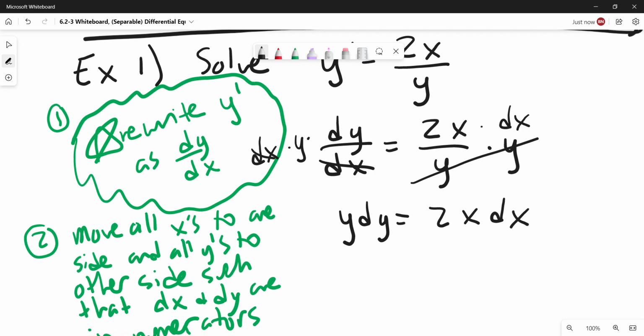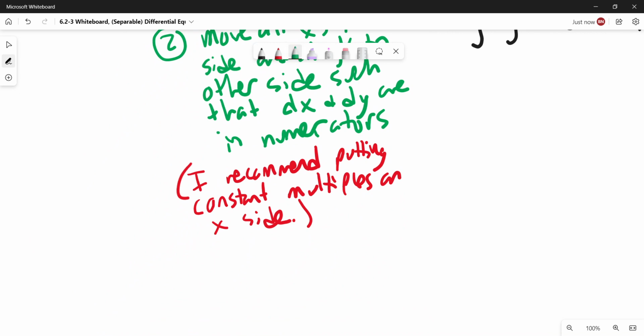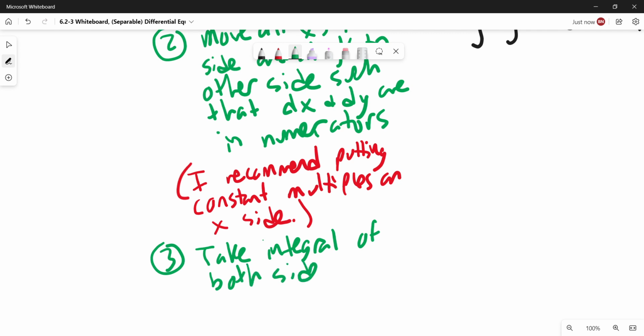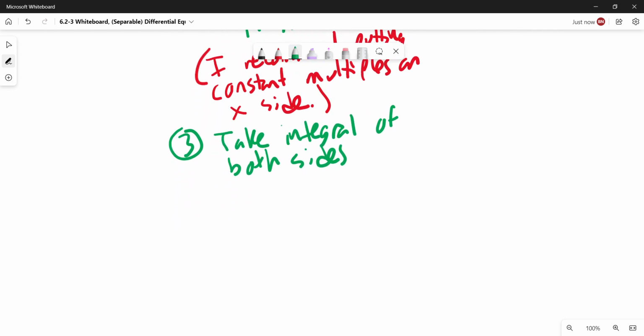Then the third step is going to be, great, now you have all the y's on one side, all the x's on the other side. Step 3, take the integral of both sides. Antiderivative, you know what I mean. And side note, super important, right? When you do that, you would normally put plus c's on both sides.